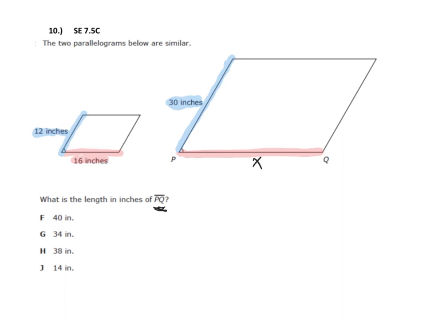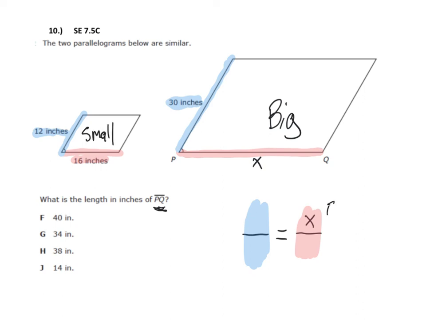So now we need to make our proportion. We always want x to be on top, meaning x is red, so we're going to put red over here. We're going to put blue over here. Now, x is in our big parallelogram, and this is our small. So we got big up top and small down low. So let's plug in what we know. The small red is 16, the big blue is 30, the small blue is 12.